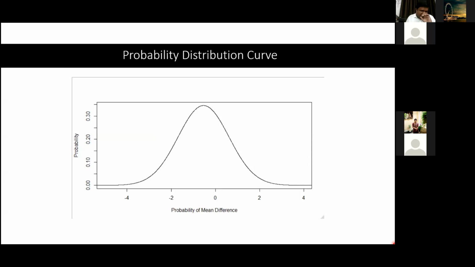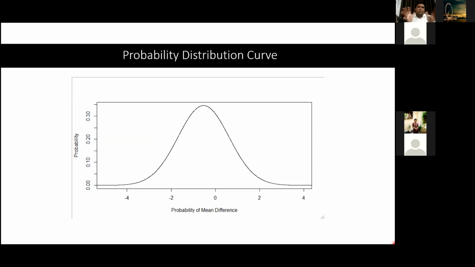So this is a standard normal curve which everyone will be familiar with. On the x-axis we have the mean difference, and on the y-axis is the probability. The x-axis is wrongly marked, it's the mean difference.